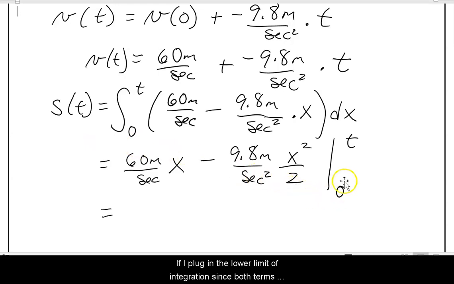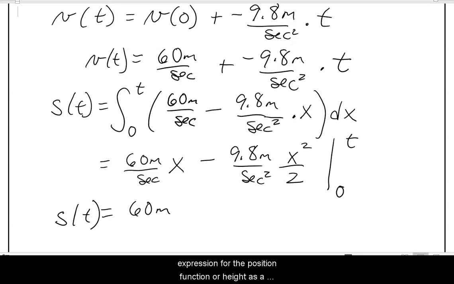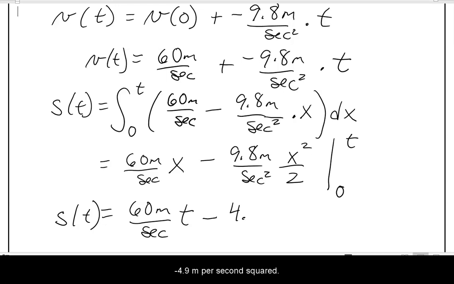If I plug in the lower limit of integration, since both terms have an x, it will disappear. Plugging in the upper limit then leads to the following expression for the position function, or height as a function of time. This would be 60 meters per second times t minus 4.9 meters per second squared times t squared.